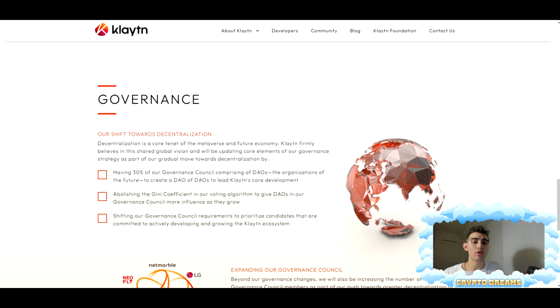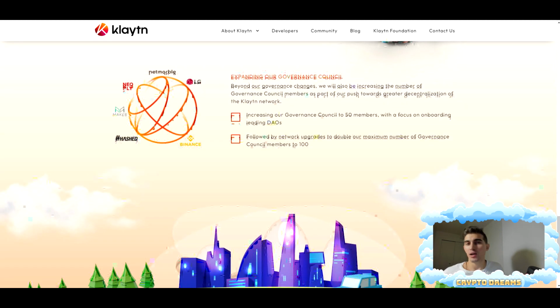So decentralization is a core tenet of the metaverse and future economy. Klaytn firmly believes in this shared global vision and will be updating core elements of our governance strategy as part of our gradual move towards decentralization by having 30% of the governance council comprising of DAOs, abolishing the Gini coefficient in our voting algorithm to give DAOs in the governance council more influence as they grow, and shifting their council requirements to prioritize candidates that are more committed to actively developing and growing the Klaytn. So as you can see, they're more leaning towards the people who are going to be working with their project long term, and that's logical.